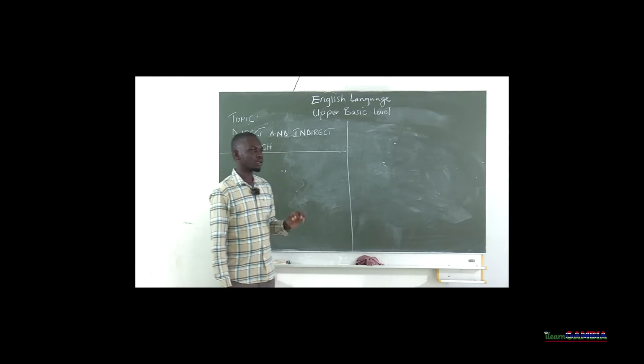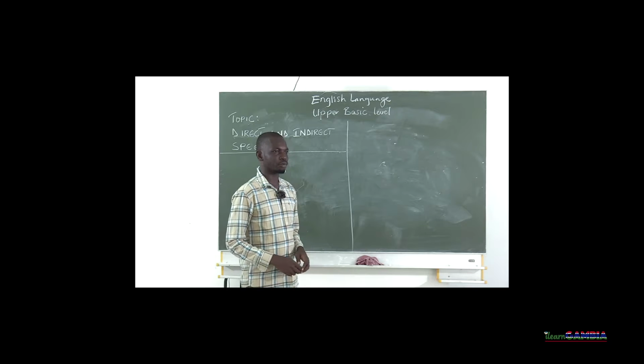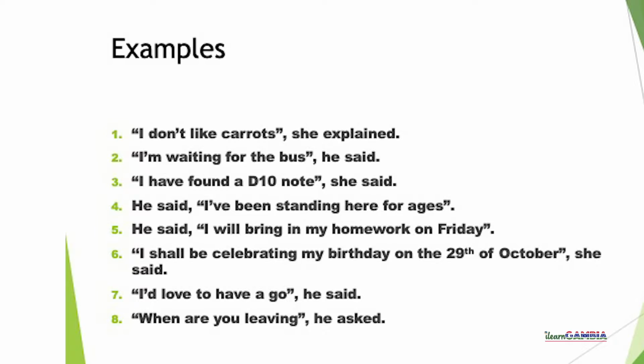Now remember, don't forget to write the quotation marks to enclose a direct speech. Okay? Direct speeches are always enclosed by quotation marks. Good. Now, look at these examples. Example 1. "I don't like carrots," she explained.